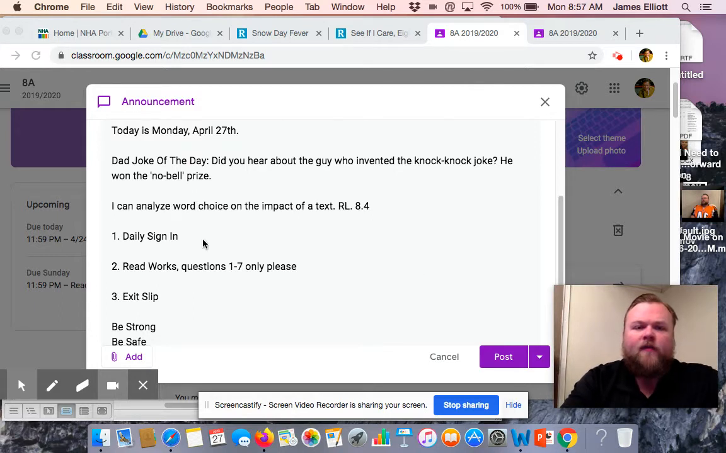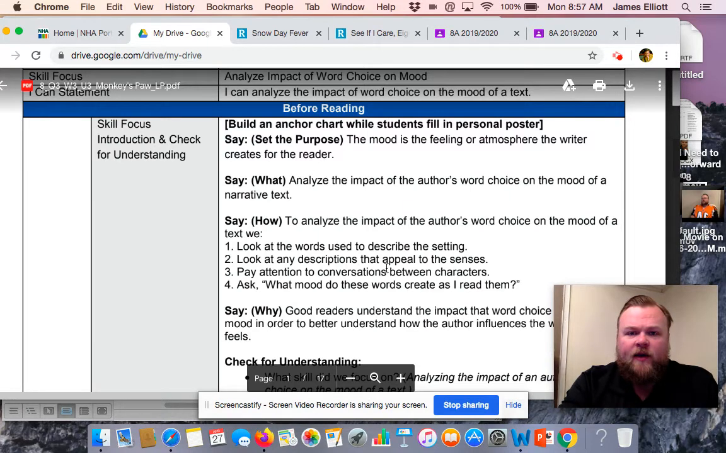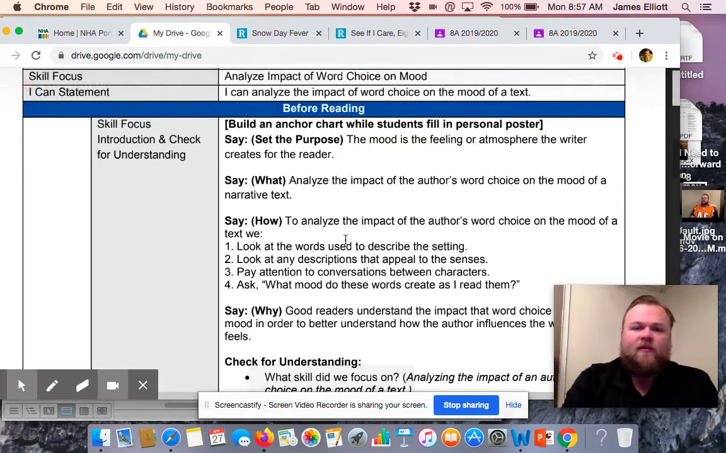All right, our skill that we're working on this week, it's a little bit of a blast from the past. It is I can analyze word choice on the impact of a text, and that's going to be reading literature 8.4. I'm going to go over here. This is some documents that I used during the school year to help build our anchor chart.